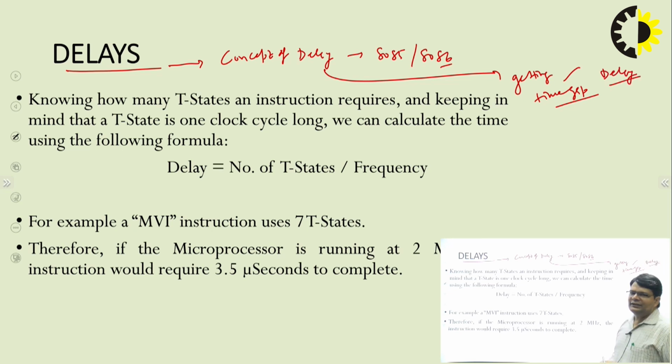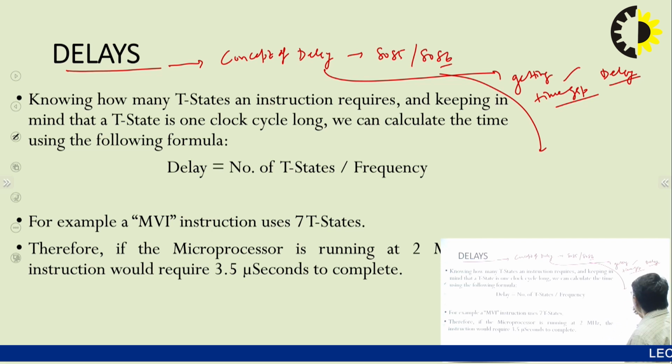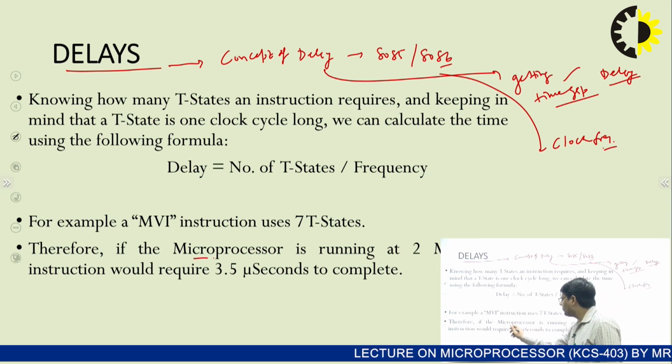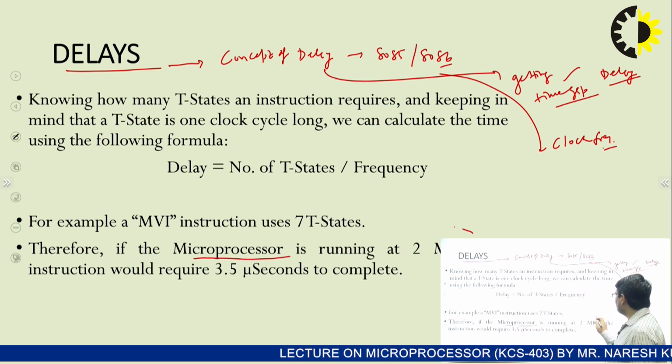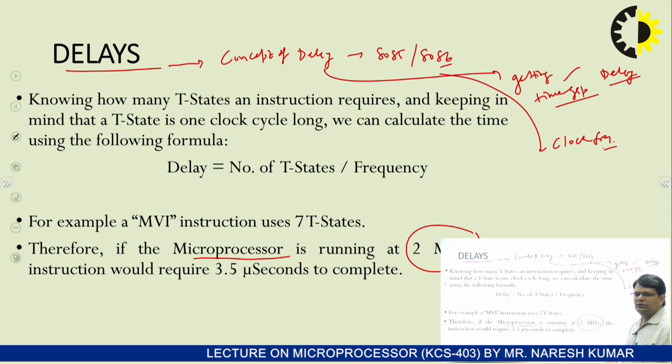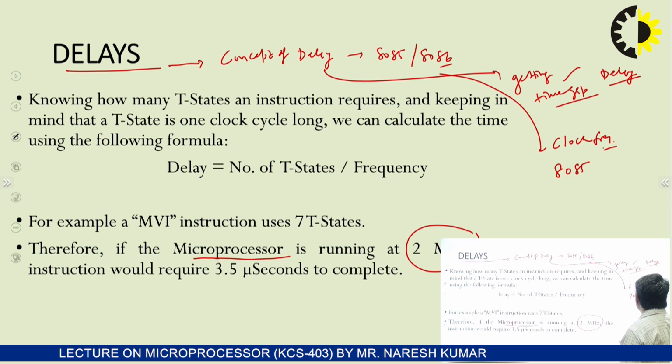So for calculating the delay, the most important thing is the frequency of the microprocessor, or the clock frequency that we are using. Let's say there is a microprocessor that is running at a frequency of 2 megahertz. Suppose there is any processor, for example 8085, that is running at a frequency of 2 megahertz.